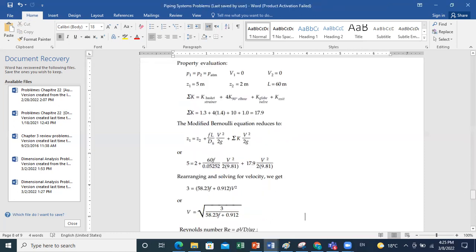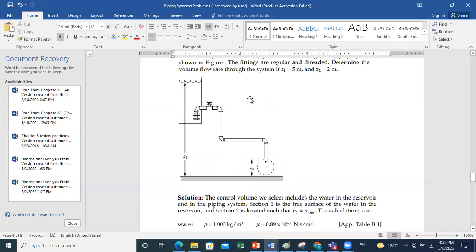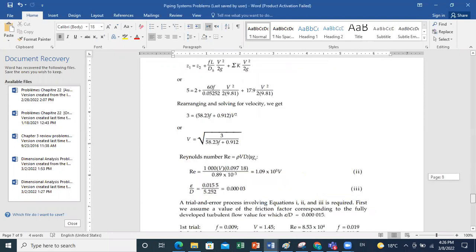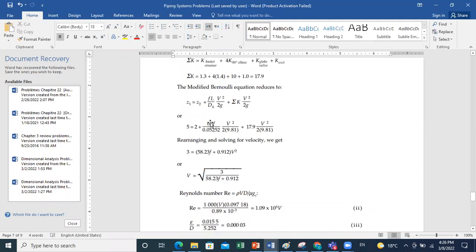This is wrong. V2 is not 0 because you have velocity. You have the exit velocity at this level. So you should take into account here that you have V2 square over 2G. Okay, so now we got a relation between F and V. This is the important point. Once we get a relation between F and V, this equation will be called equation number 1.